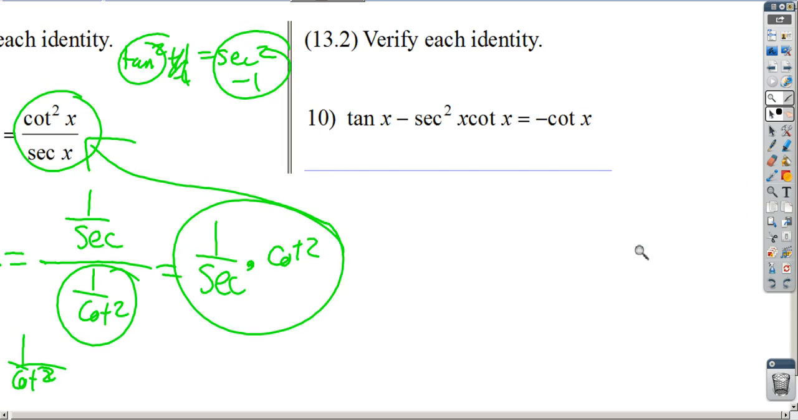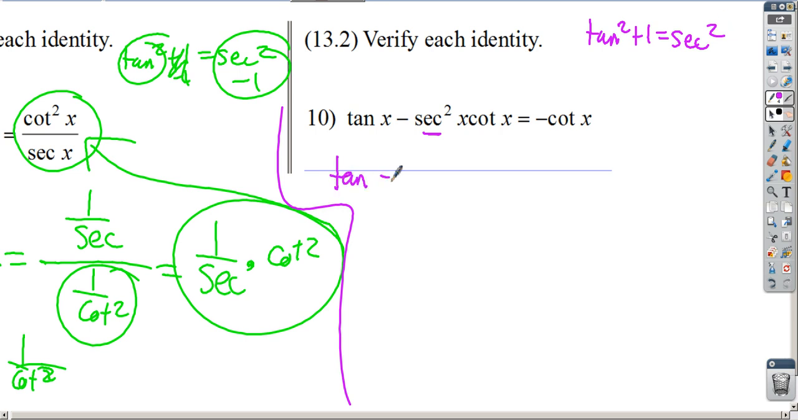Okay, this one right here, take the more complicated side. That's definitely the left side here. The right side is pretty simple. And try to make well-known identities appear. Okay, well, let's think about this. There's a well-known identity that involves sec squared, and it's this one right here. I'm just trying to think whether this will work for us. We may as well try it. So that's a well-known identity. So let's write this as tan minus this thing, minus tan squared plus 1, because that's what this equals.